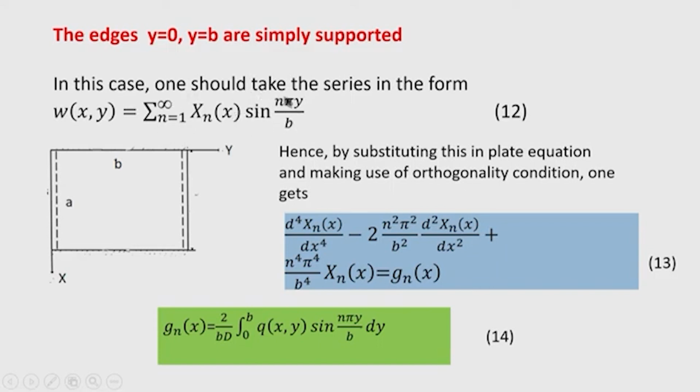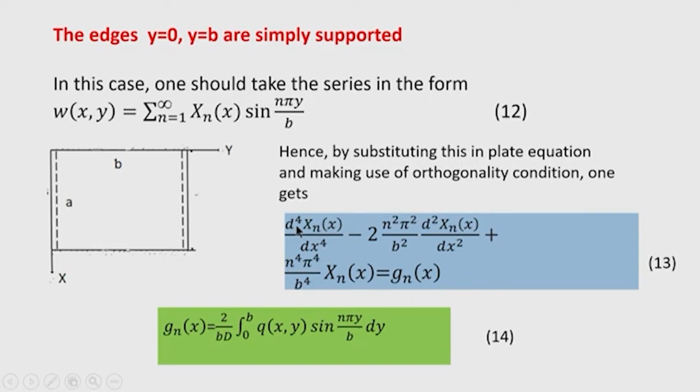So, this is the difference in the series, because it will be expanded with a function of x and a function of y, which is now a sine function, because the deflection and moment are 0 along the y direction. That is why we have taken sin(n pi y by b). B here represents the length of the plate in the y direction. So, by substituting in the plate equation similarly and making use of the orthogonality condition as we have done earlier, we now arrive at this equation.